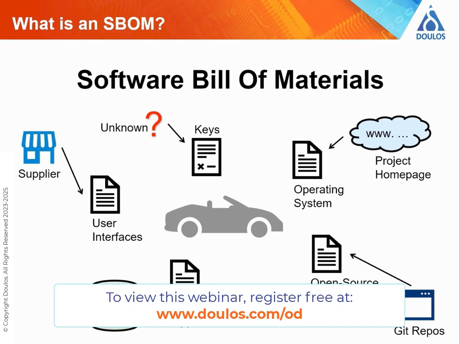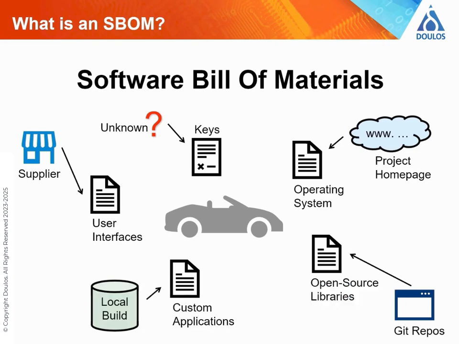So taking a car example, you're going to have an operating system that's maybe been effectively downloaded from a project homepage, open source libraries from the project Git repositories, some locally built custom applications from your software teams. Maybe you bought in a user interface from a supplier. And going further, looking at security, you're going to have things like cryptographic keys. Where have they come from?